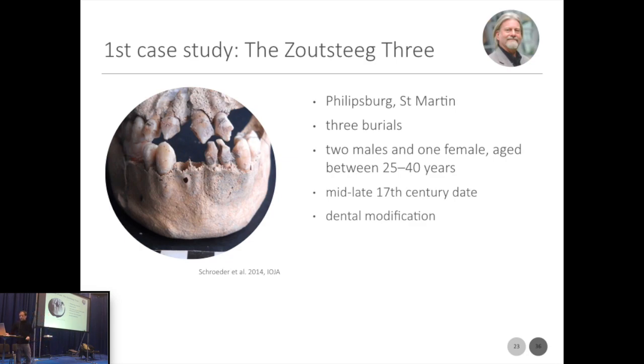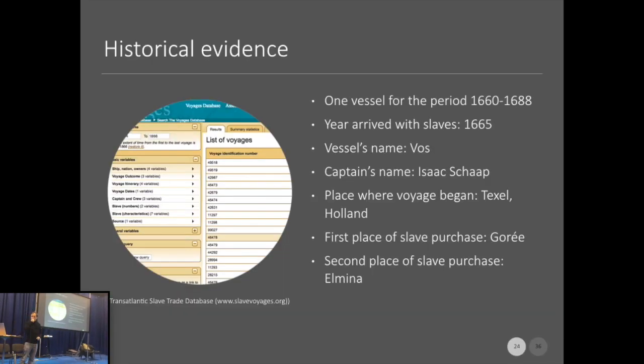Before we did that, we also looked at historical records. When you look at the transatlantic slave trade database that I showed you earlier, you actually find one record of one particular slaving vessel that arrived in St. Martin in 1665, so it fits with the date that we estimated for those three burials. You can even get the name of the vessel and the captain's name. It tells you where the voyage started, and where slaves were purchased that were brought over to St. Martin. The first place was Gorée, in Senegal, and the second place was Elmina on the Gold Coast. What it doesn't tell you, though, is where these individuals came from.